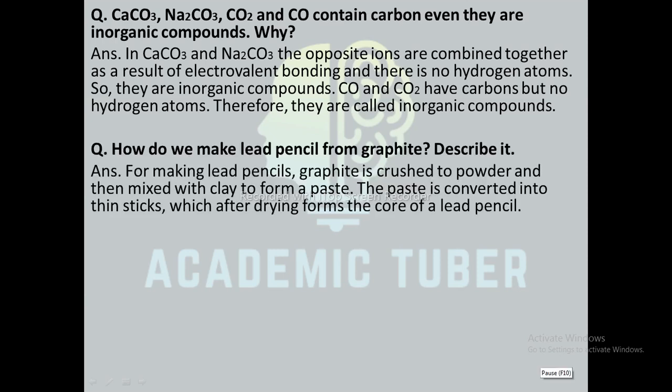How do we make a lead pencil from graphite? Describe it. For making a lead pencil, graphite is powdered and then mixed with clay to form a paste. The paste is converted into thin sticks which after drying form the core of a pencil lead.